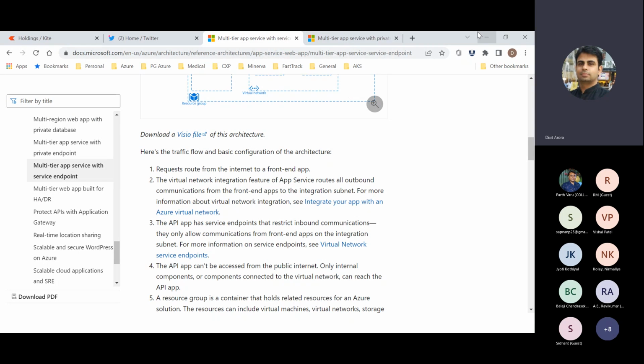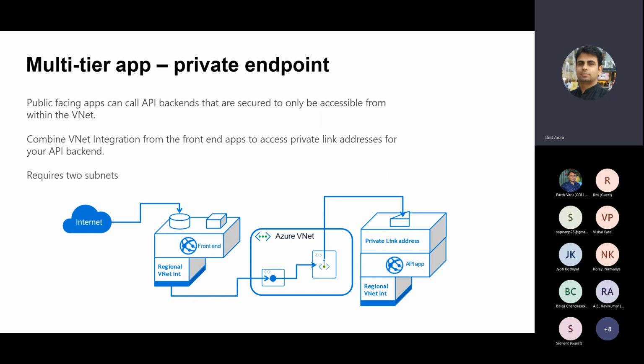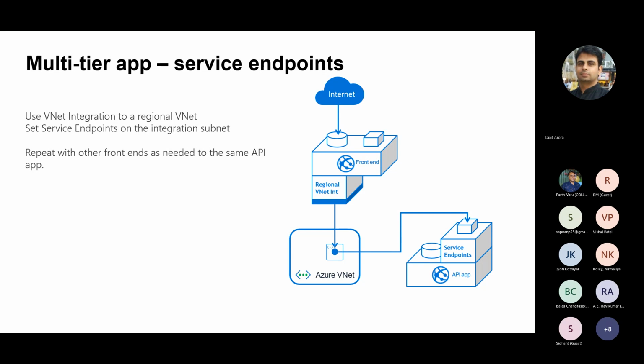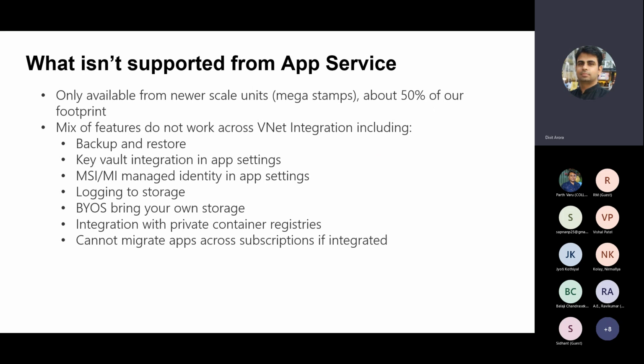Okay, so moving on, this is the same scenario that we have with the private endpoints, and here we are discussing the service endpoints. The same scenario: the backend app will not be able to be reached over the internet, and only the traffic coming from the front end will be able to reach the backend.